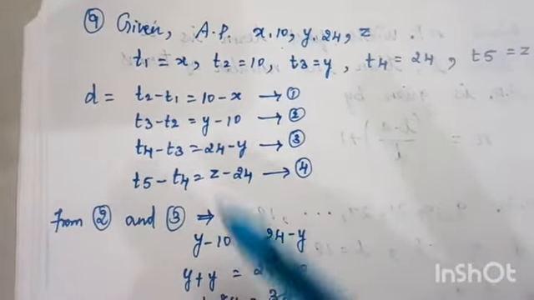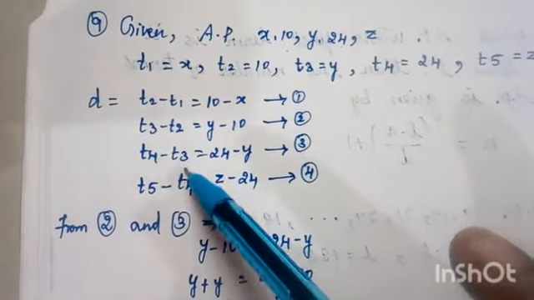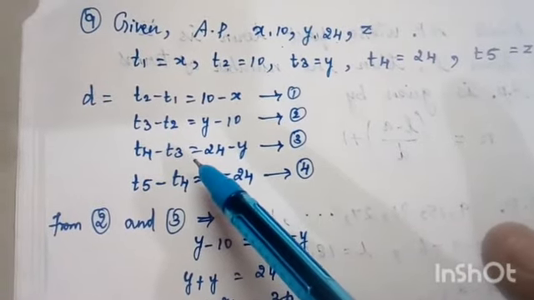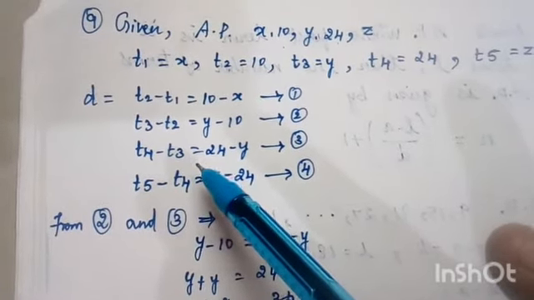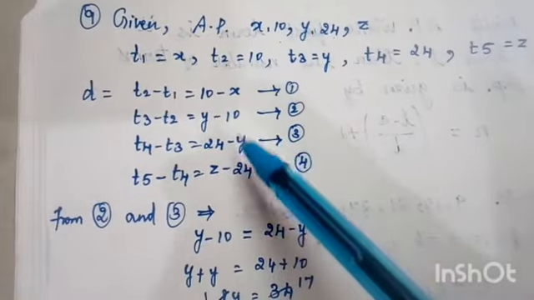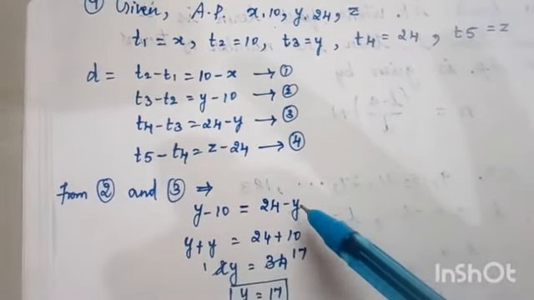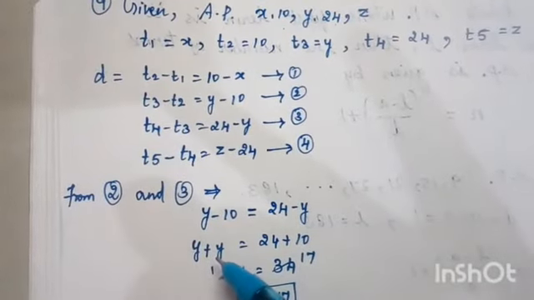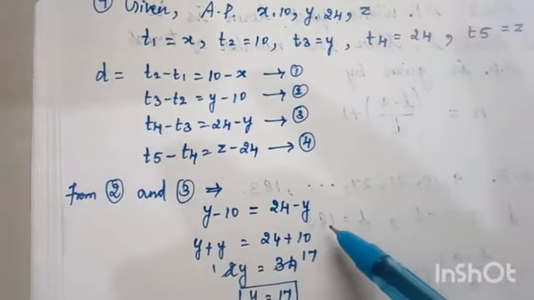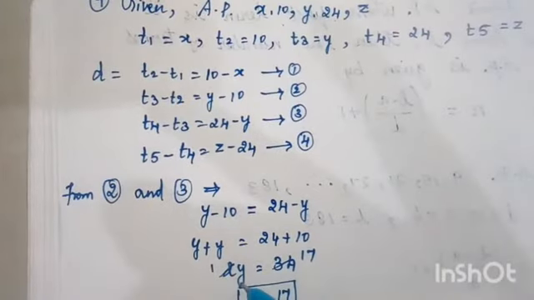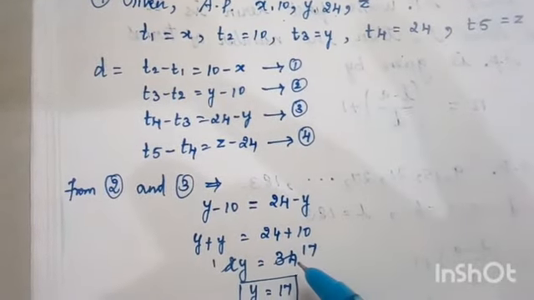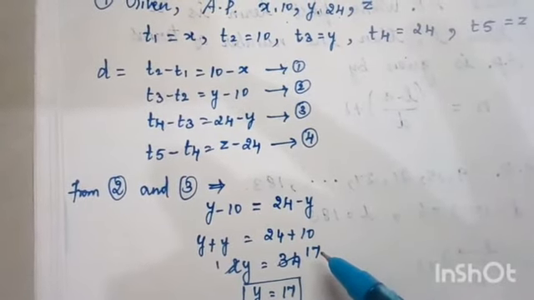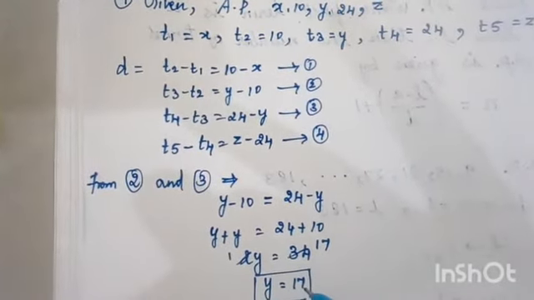From the second and third equations, the common differences are equal, that we know, in an AP. So y minus 10 equals 24 minus y. Transpose y to the left hand side, it is plus y. Minus 10 transposes to the right hand side as plus 10. y plus y is 2y, 24 plus 10 is 34. 2 times 17 is 34. So the y value is equal to 17.